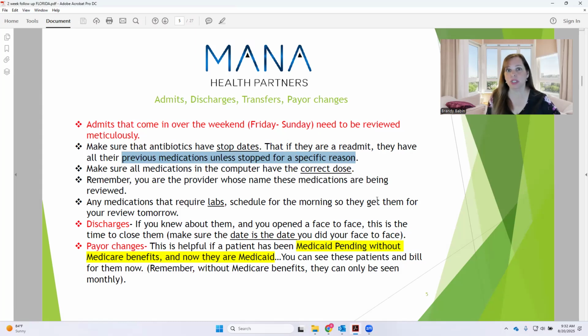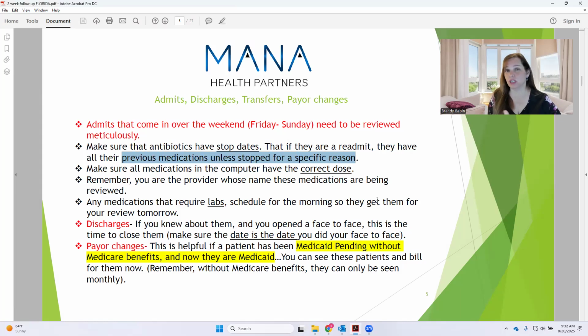Any referrals that they had, maybe they were an original hip fracture, they were supposed to go to ortho. All those orders are discontinued when the patient discharges out of there. So make sure anything that was on your old MAR and TAR get addressed.